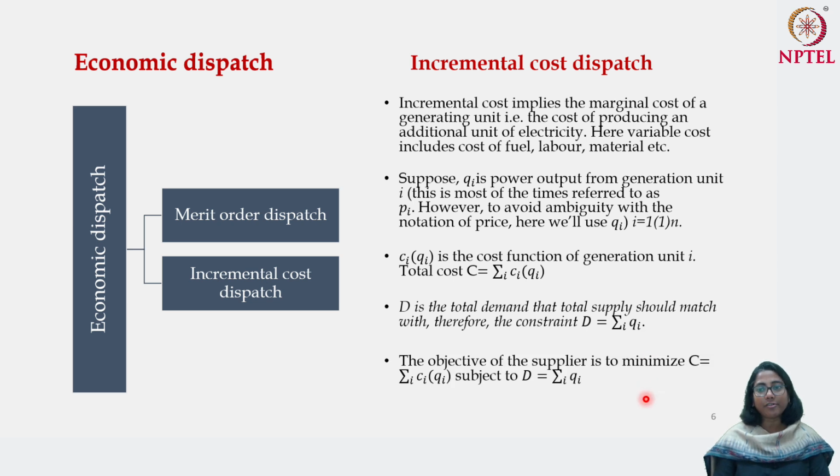So what is the objective of the supplier? We again go back to the production theory. The objective of the supplier or the producer is to minimize the total cost of the power plant, which is given by C, equal to summation over i of Ci(Qi), which is a function of Qi, subject to the constraint that D, that is demand, is equal to total supply, which is summation over i of Qi. So this is the objective function of the power plant. If this function is satisfied, then we will see that the economic efficiency will also be ensured.